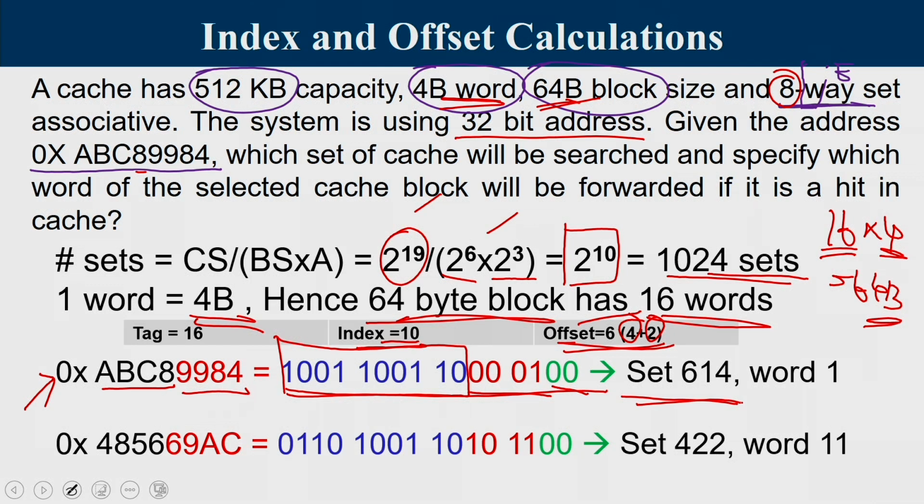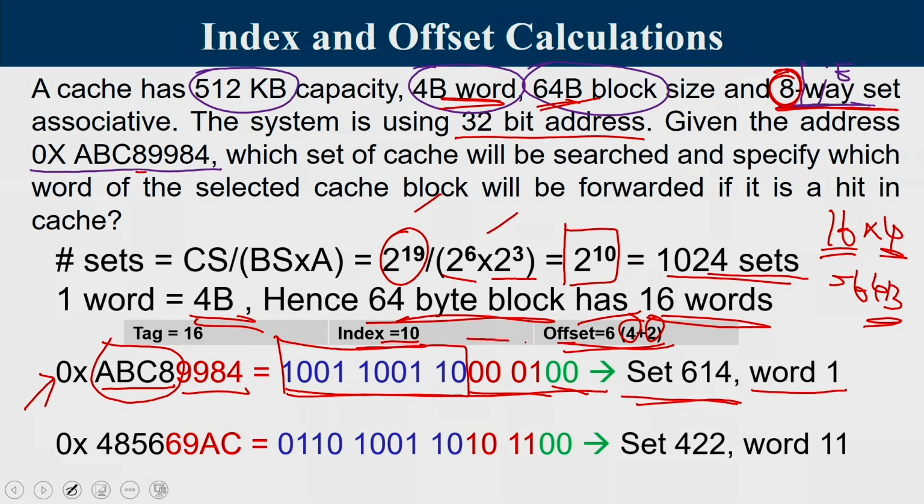Now, in 614 there will be 8 lines, that is why it is called an 8-way associative cache. It is clearly mentioned. There are 8 different blocks, we call it 8 different ways. In each of the ways, you see whether there is a tag match. So, this is your tag. If these 16 bits are stored in one of those 8 lines, then if you find a tag match, it is called a hit. If it is a hit, then extract word number 1.